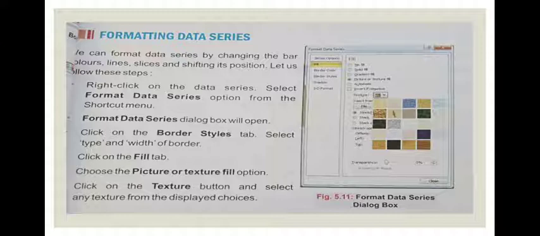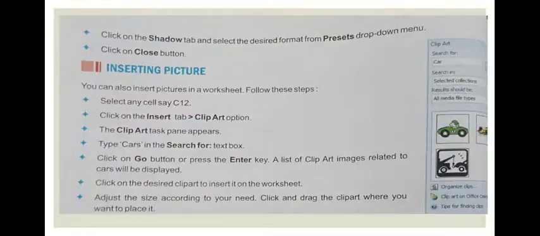See in the picture, click on the Border Style tab, select the type and width of the border. Then click on the Fill tab, choose the Picture or Texture Fill option. Then click on the Texture button and select any texture from the displayed choices. After that, click on the Shadow tab and select the desired format from the preset drop-down menu. Then click on the Close button.